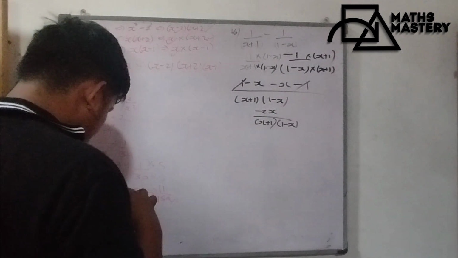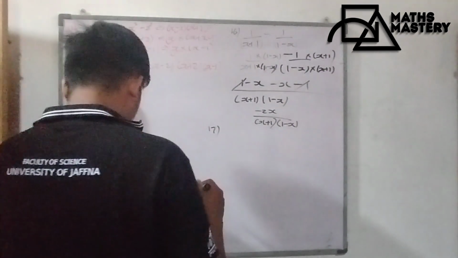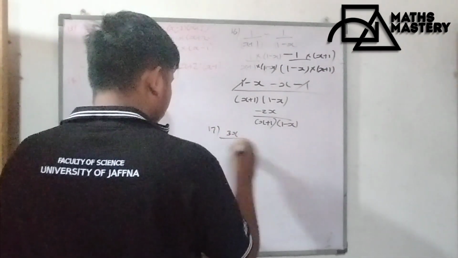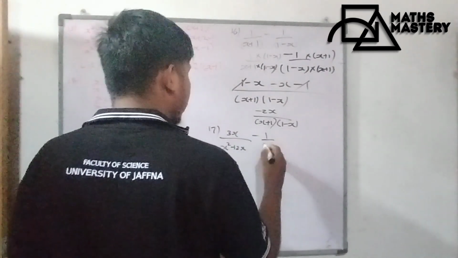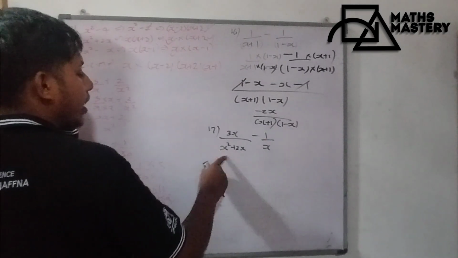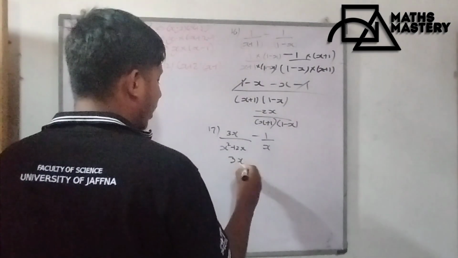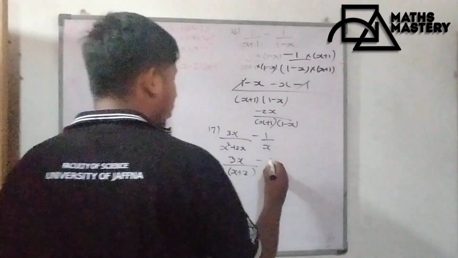Let's go to the next question. Question number 17. 3x over x square plus 2x minus 1 over x. Now when you are approaching this question, make sure you take this x common out here. 3x divided by, if you take x out, x plus 2 minus 1 over x.